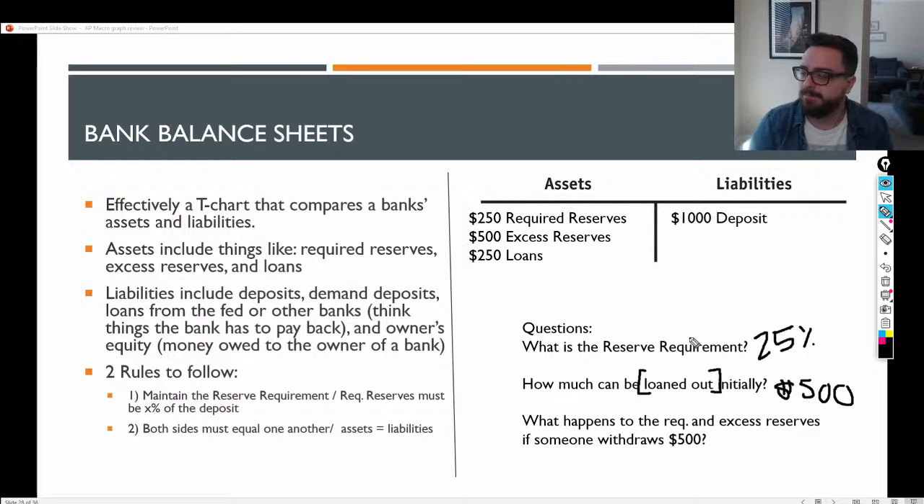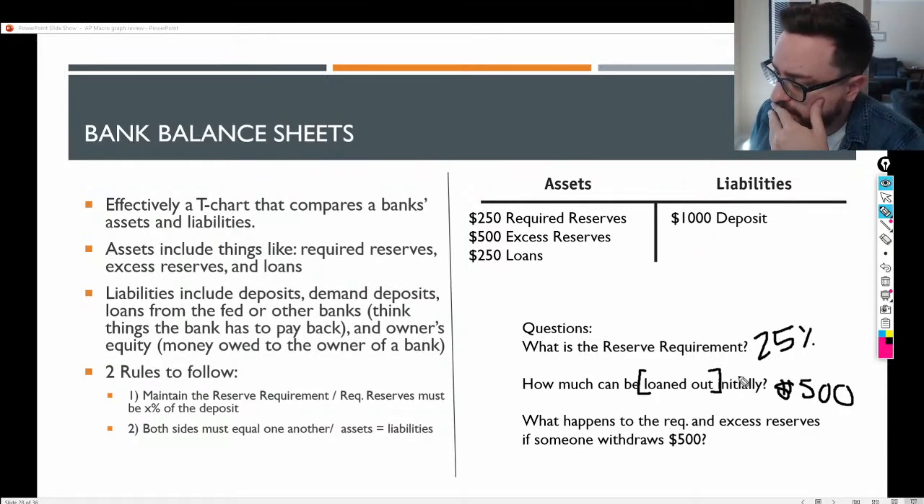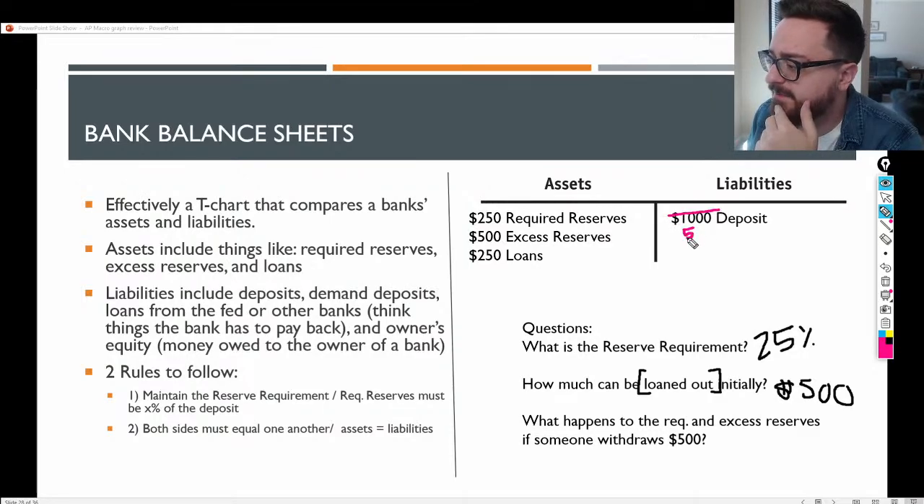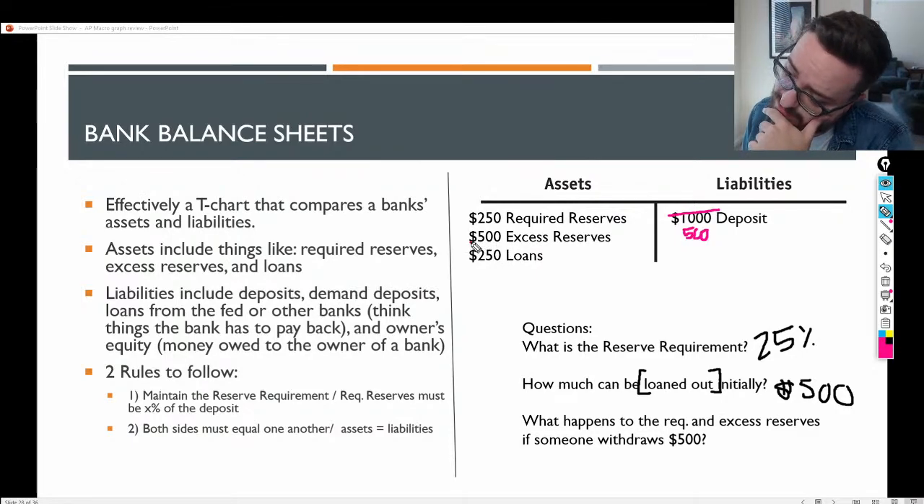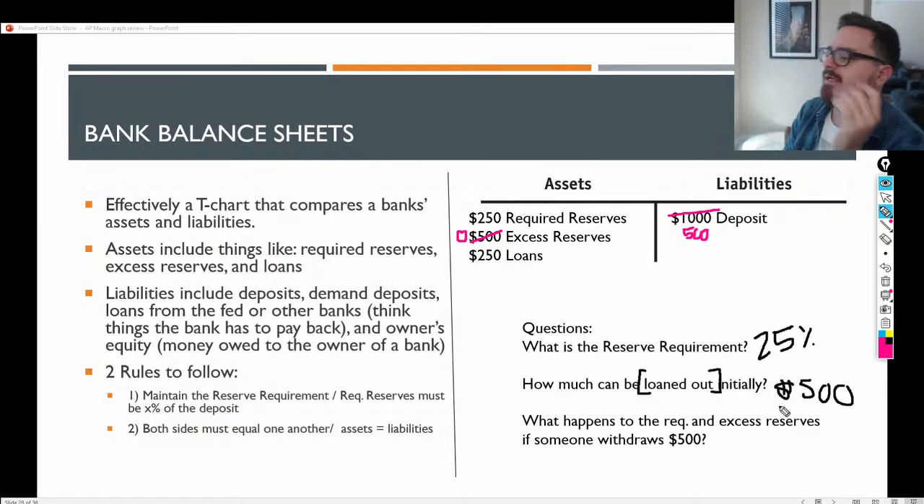So it's 500 there. And this is the part where it gets kind of complicated for kids. They don't always ask you to do this, so don't feel like you have to worry about this every time, but they can. What happens to the required and excess reserves if someone withdraws $500 from this bank? So if I'm fixing the balance sheet, basically, I'm taking 500 out of the deposits. And I've got to take 500 out of this left side too. The obvious place to take it out is the excess reserves, because again, that's the usable money for the bank. That's the money that's first to go for the bank.